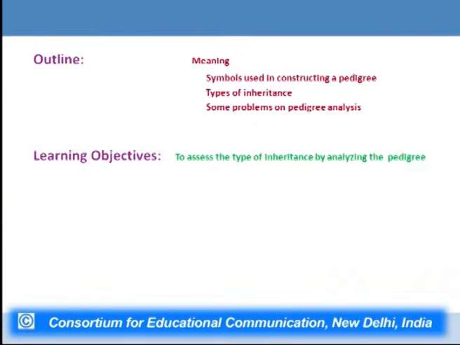So I'll be talking about the meaning of probability in this particular lecture. I'll give a detailed picture of the symbols which are used in constructing a pedigree. There will be a talk about different types of inheritance which can be assessed through constructing pedigree charts, and then we will be doing some problems on pedigree analysis. So, the learning objective for this lecture is that after it, we should be able to assess the type of inheritance by analyzing the given pedigree.